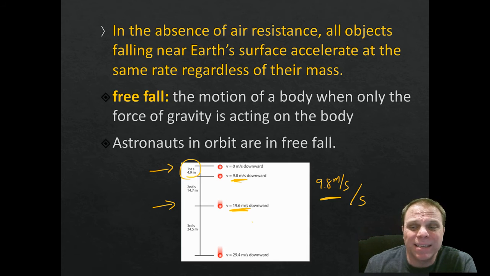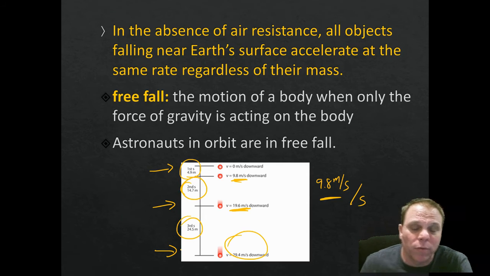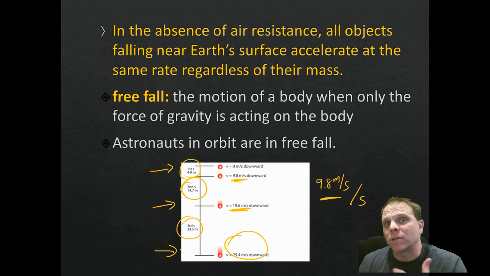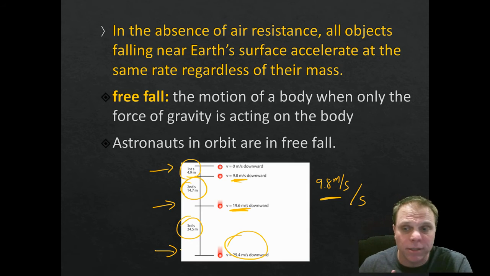And so now I'm at 19.6 meters per second traveling down, which means I will have now traveled 14.7 meters. And in the third second, I'm going to be traveling even faster at 29.4 meters per second. So that means I will have traveled 24.5 meters by that time. And so you're just going to get faster and faster and faster as long as there's no air resistance. Of course, here on the Earth there is, and so you're going to hit terminal velocity.